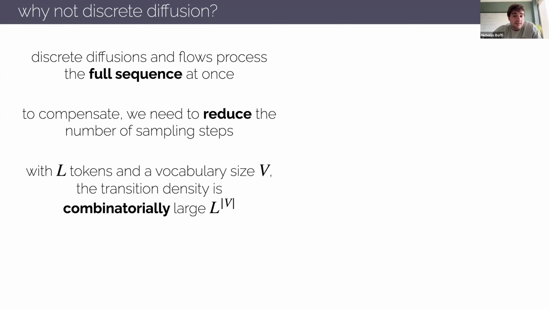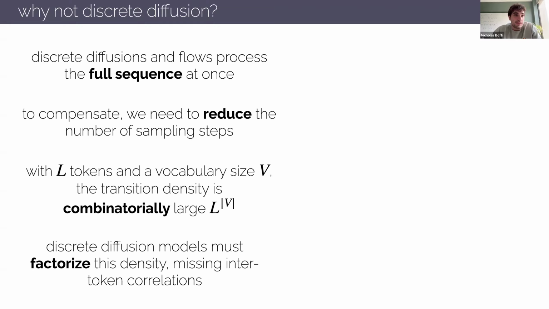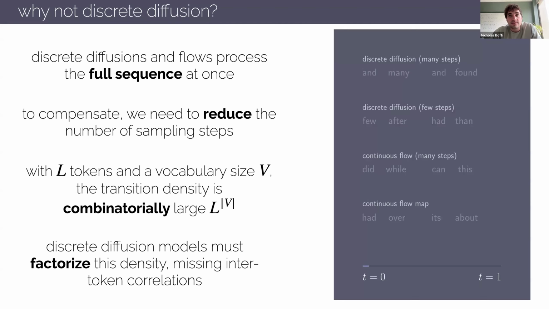So how do you deal with this? Well, in discrete diffusion, you typically factorize this density using a product of marginals, or a mean field style approximation. And this neglects intertoken correlations. So what this means in practice is you can construct failure modes like the following. On the right, I'm showing you what happens if you take many steps with a discrete diffusion model. You can capture correlations like New York and San Diego.